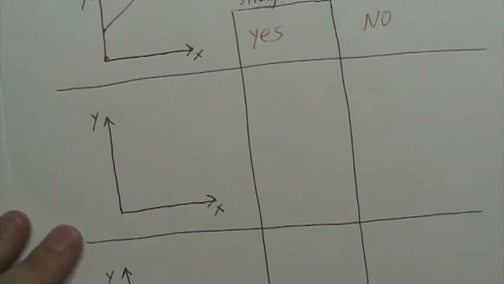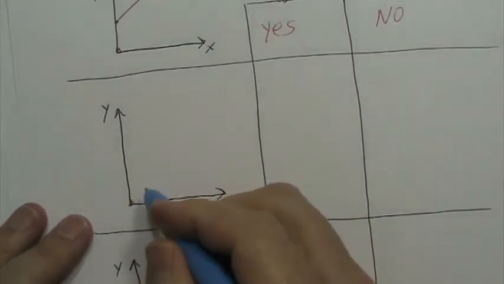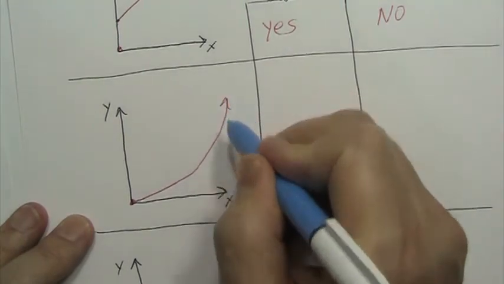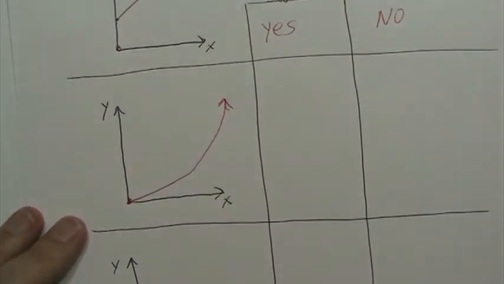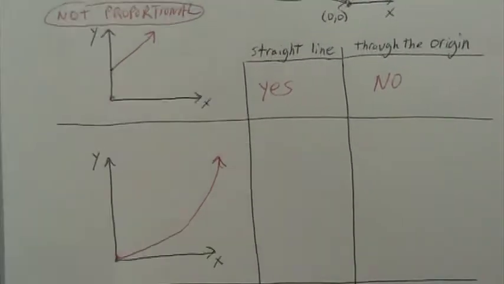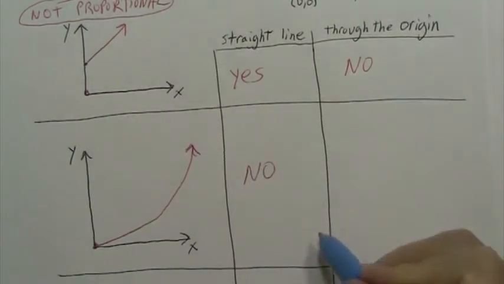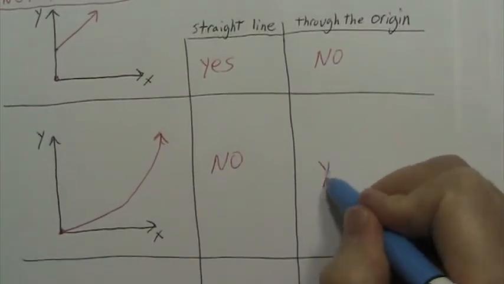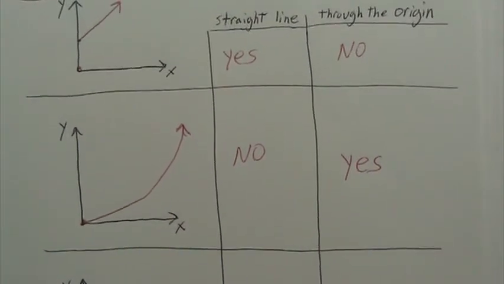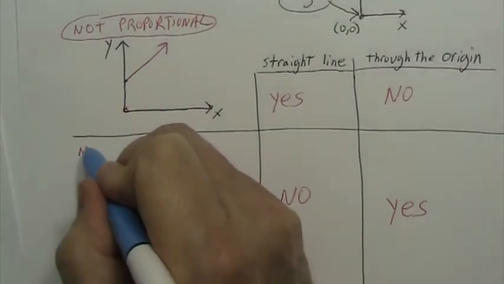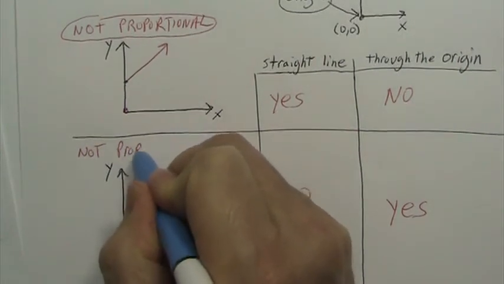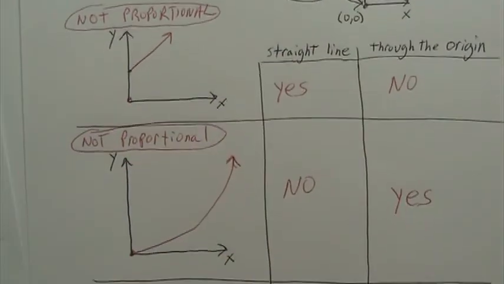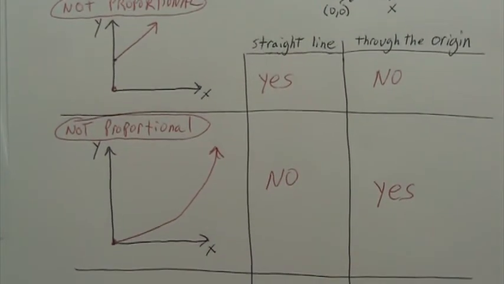Okay, another line. It's going to start right here, but it's going to go like this. Okay, is it a straight line? No, it's not a straight line. It's a curved line. Does it go through the origin? Yes. So is it proportional? No, it's not proportional. Because it has to be both. It has to be a straight line through the origin.